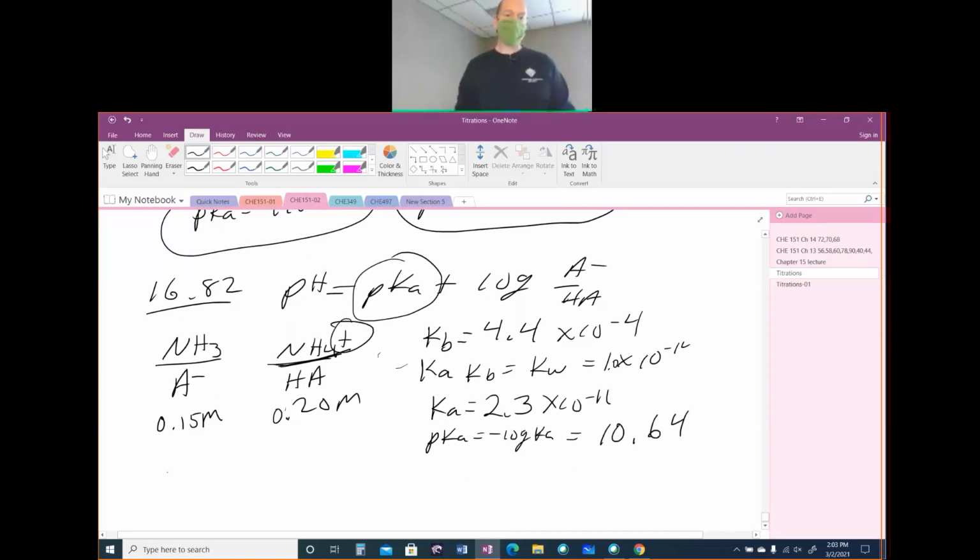All right, and so now to get the pH, that's equal to the pKa, 10.64, plus the log of your A minus. The A minus is the 0.15, divided by the HA, which is 0.20.